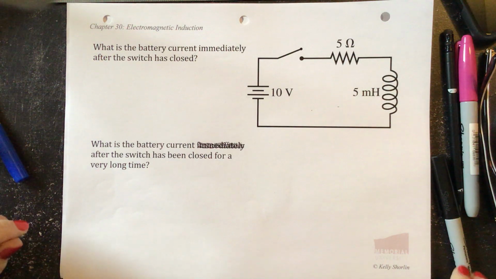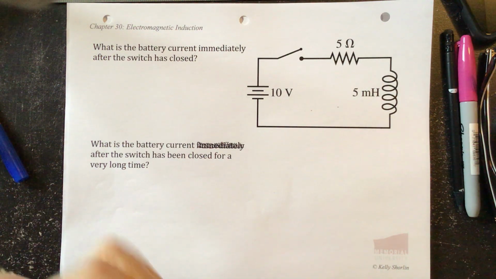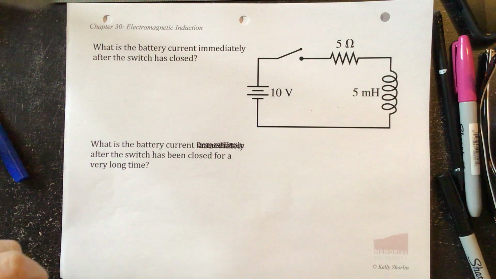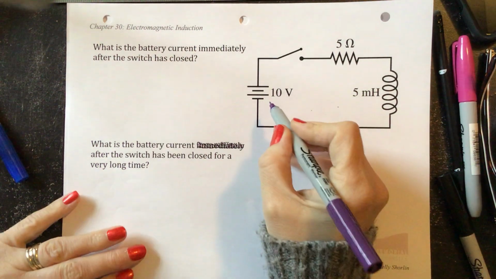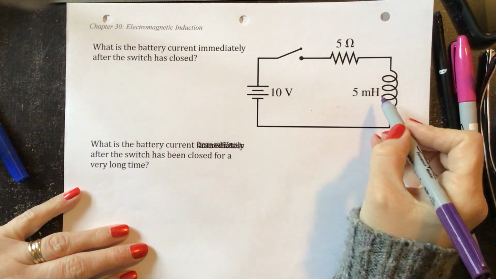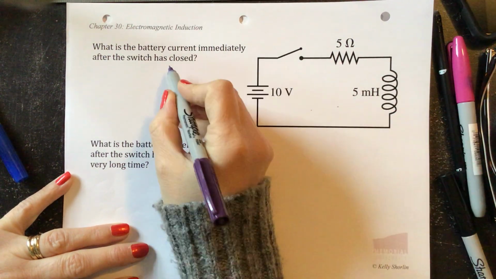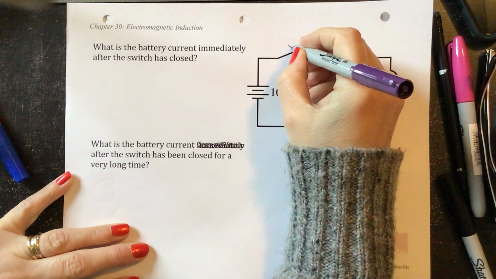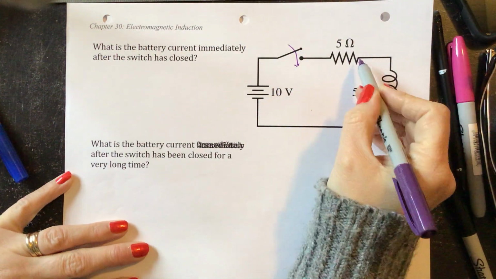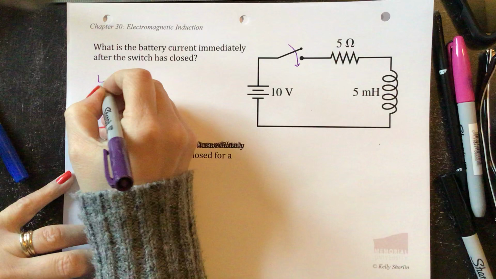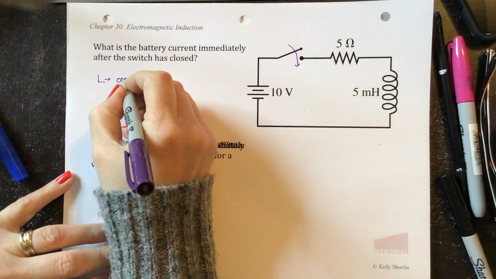Let's do some examples now with RL circuits, and we'll introduce some batteries so that we have a source of potential. So let's say we have a circuit with a 10-volt battery, a 5 ohm resistor, and a 5 millihenry inductor. What is the battery current immediately after the switch is closed? Well, as soon as the switch closes, the inductor opposes the current flow.